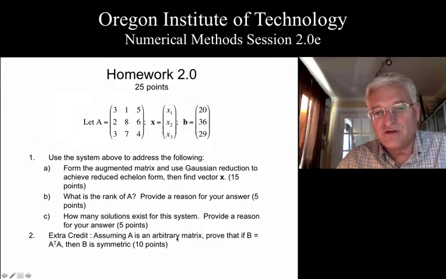Question 2 is extra credit. And I would like you to now assume A is an arbitrary matrix. It is not equal to this 3x3 we have up above. It could be anything at all. And I want you to prove that if you construct A transpose times A, then B is necessarily symmetric.